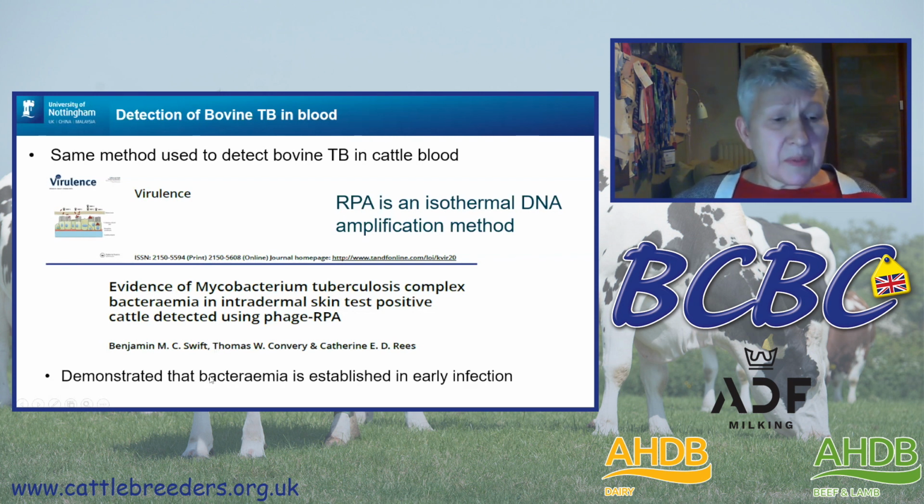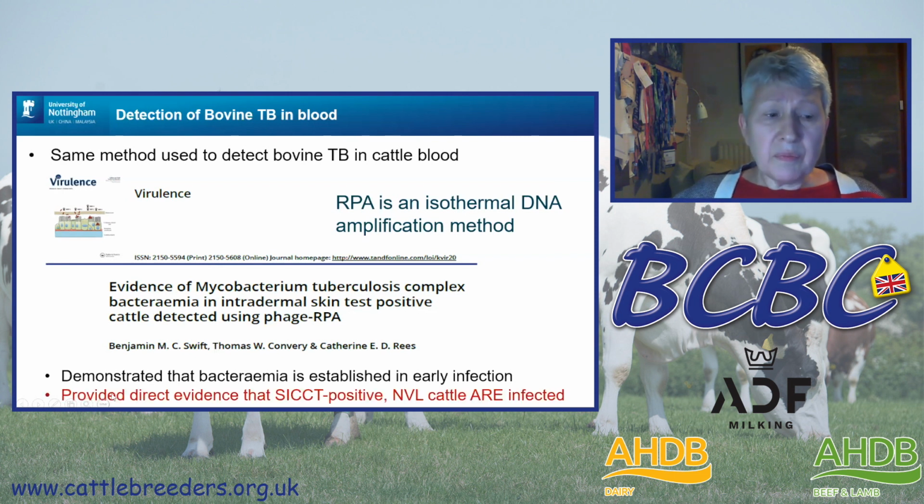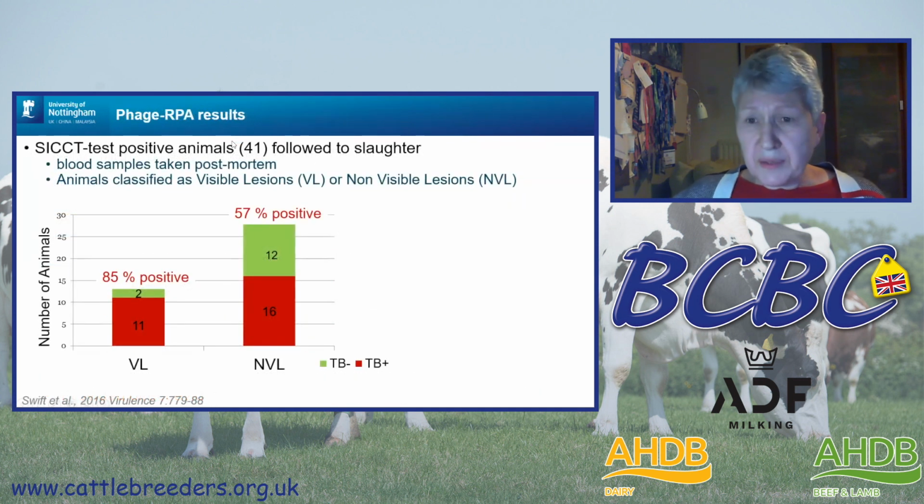So this paper was important because, first of all, against really the current dogma, it demonstrated that bacteremia was established early in TB infections, and also provided direct evidence that skin test positive NVL cattle, non-visible lesions, are really infected because we could detect bovine TB in the blood of those animals. So just to briefly summarize what's in that paper, we started off following animals to slaughter that were skin test positive. The blood sample was taken post-mortem to allow us to do these sorts of tests.